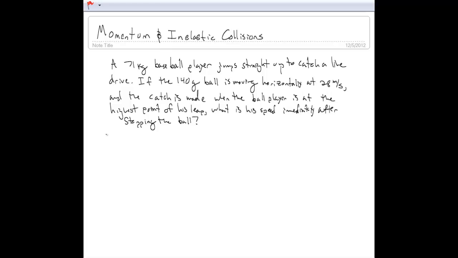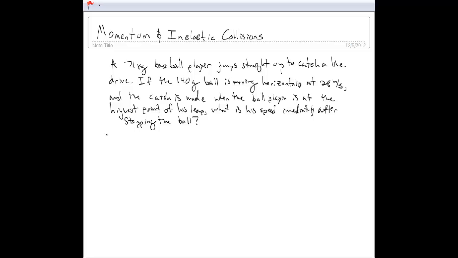Now let's do a problem involving the ideas of conservation of momentum and inelastic collisions. Let's consider this example where a baseball player jumps straight up in the air to catch a line drive, and the ball is moving horizontally at around 28 meters per second, and the catch is made when the ballplayer is at the highest point of their leap. You want to know the speed immediately after stopping the ball.